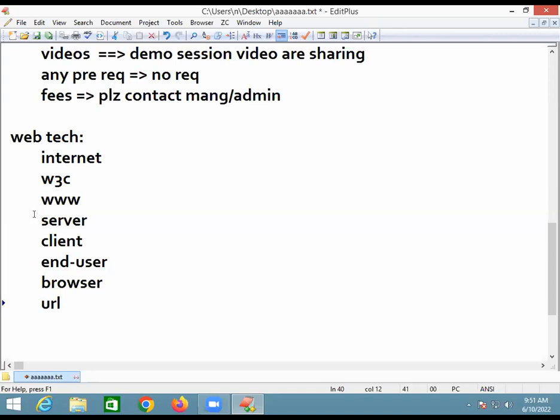But if I want to perform all these things, first I need the environment of the internet. If the internet connection is available, all the things work. If the internet connection is not available, none of these things can work. So these are the primary words, sir, that I'm going to explain.